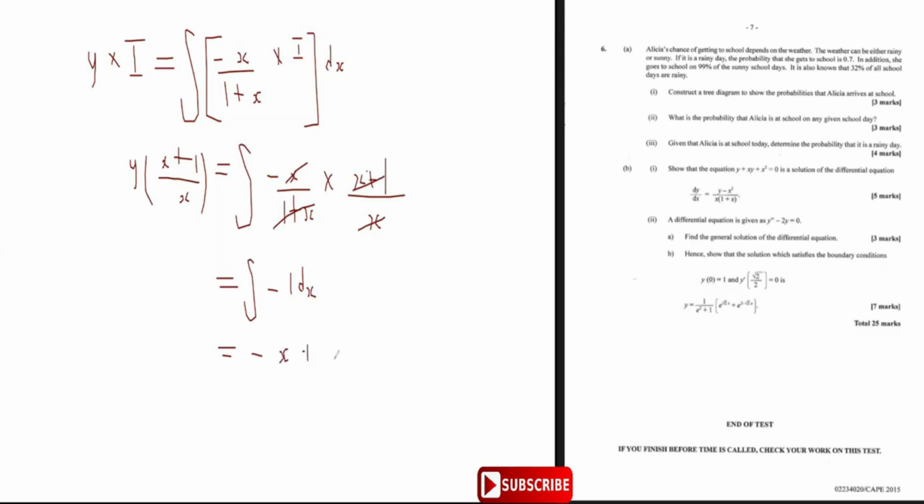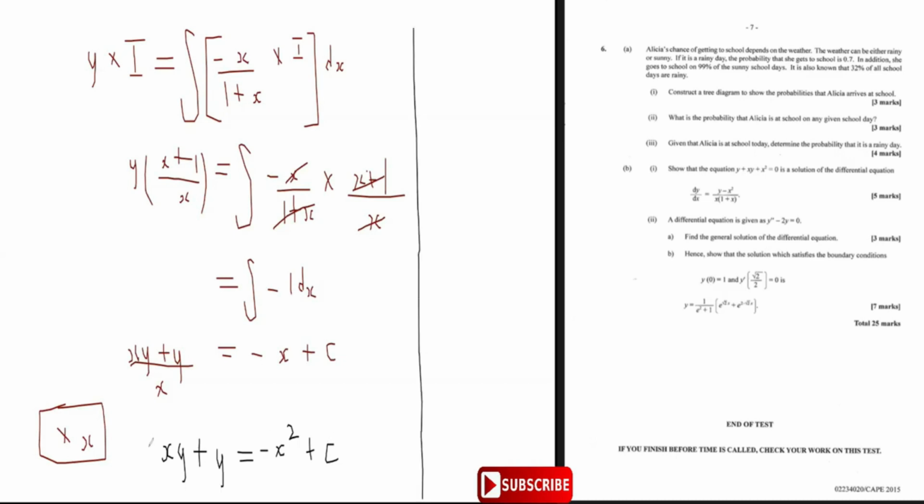And remember, when you integrate, you get plus your constant of integration, plus c. If you expand y on this side, y times x is xy, plus y times 1 is y, all over x. If we multiply through by x, we get xy plus y is equal to x times minus x, that is minus x squared, plus c. Now we're finished, we're done.